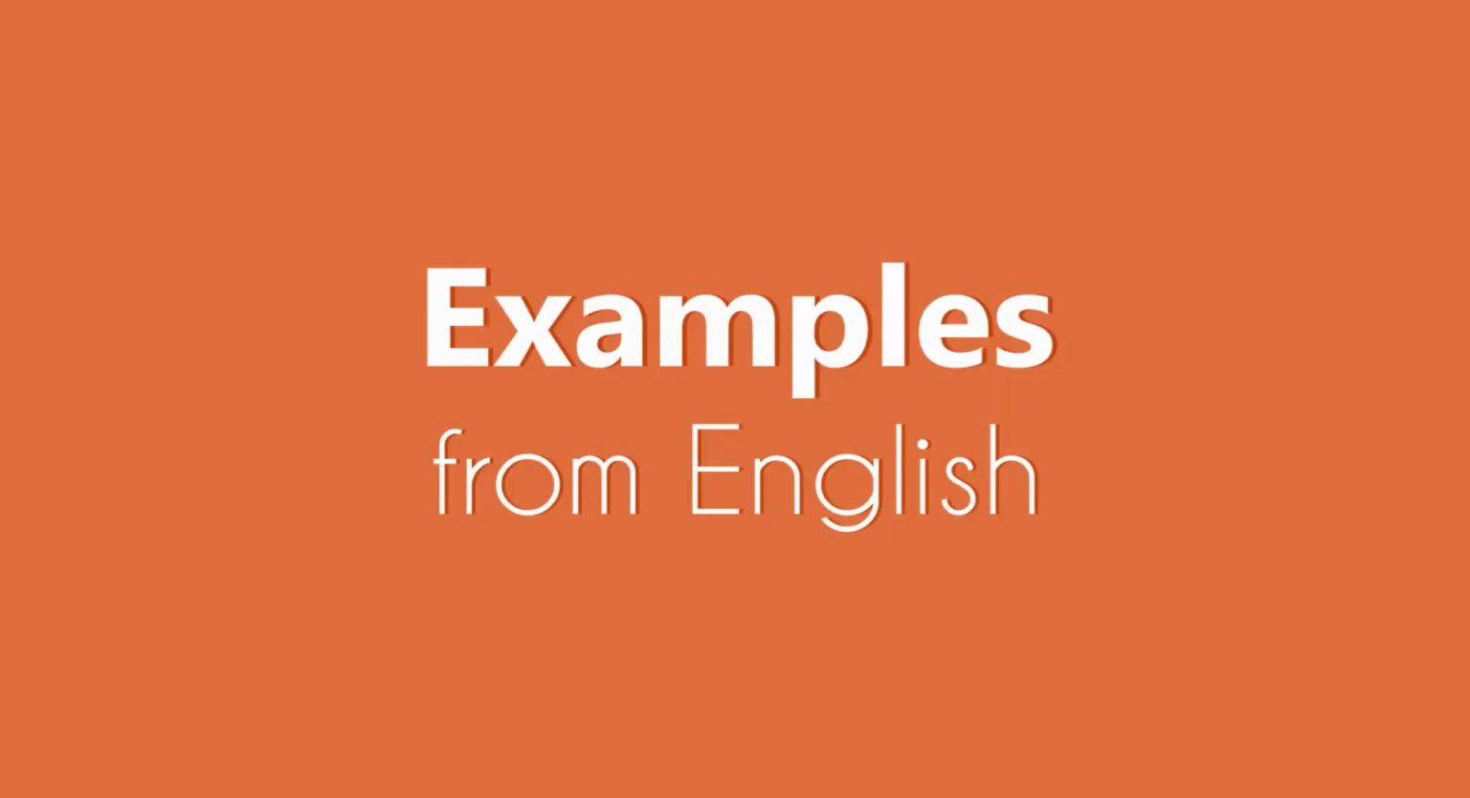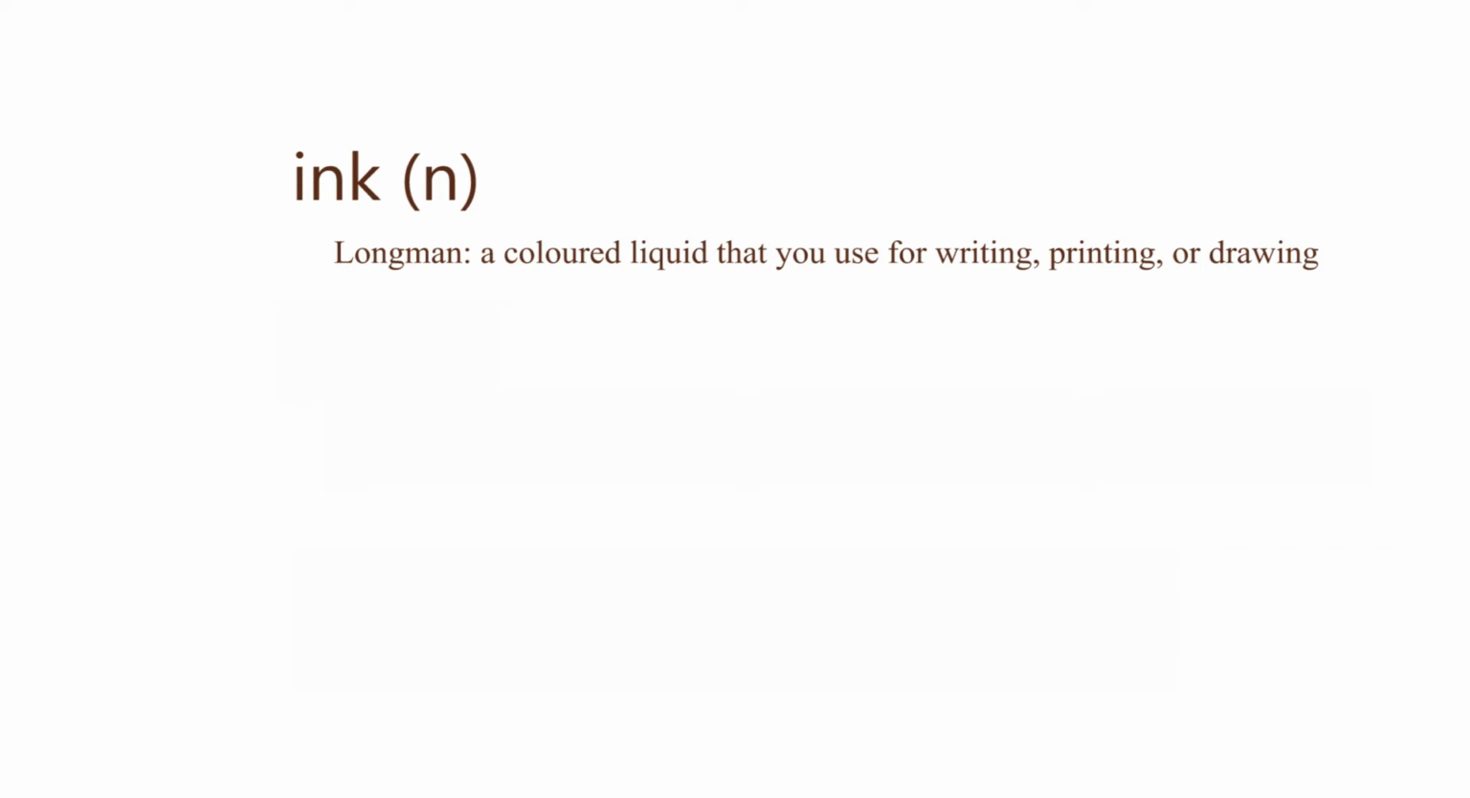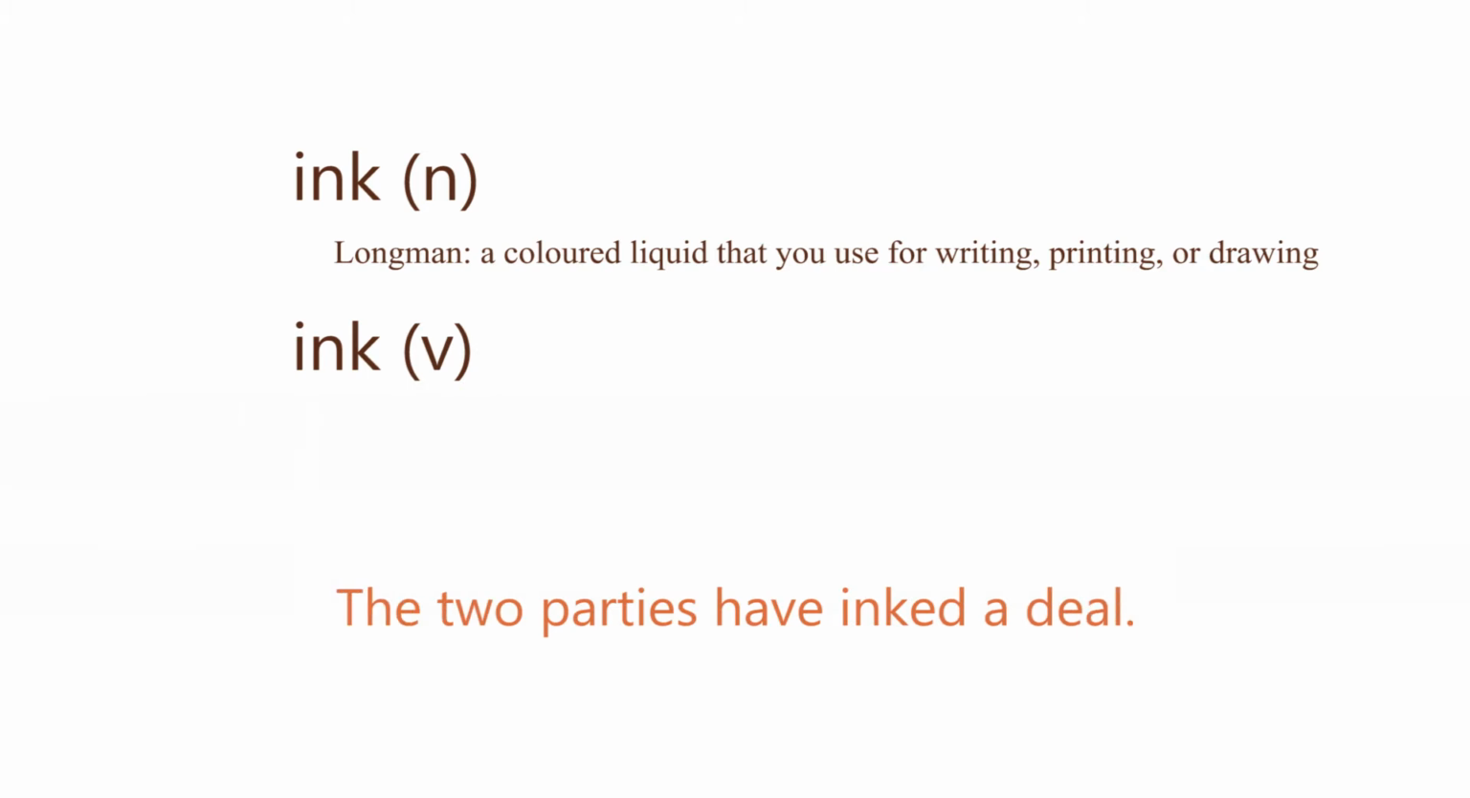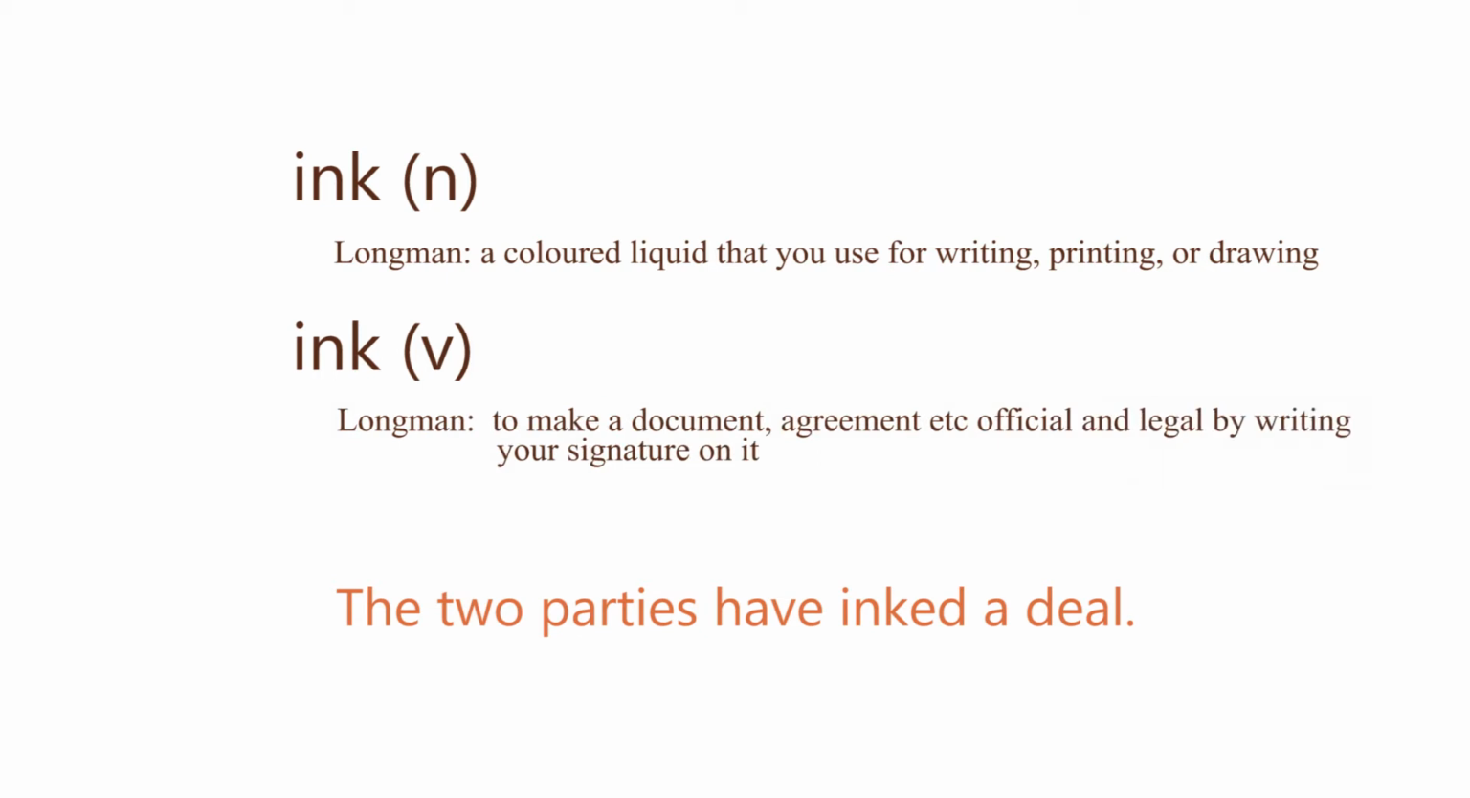For example, the word ink is a noun. At some point, speakers of English decided that it can also be used as a verb. The 2 parties have inked a deal. Ink means to make a document, etc., legal by writing your signature on it.